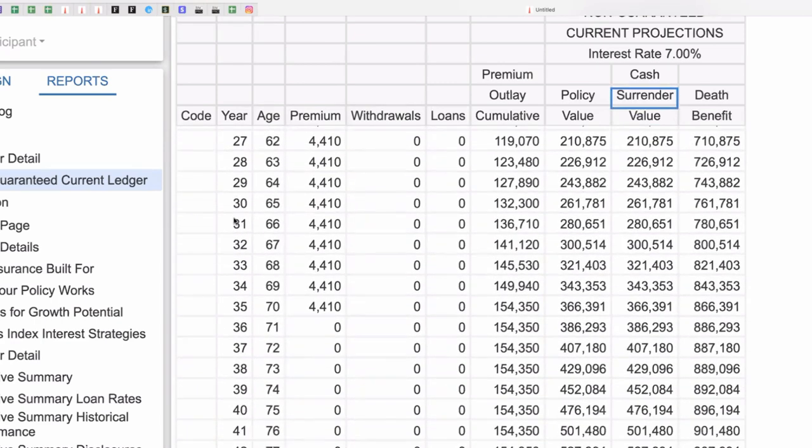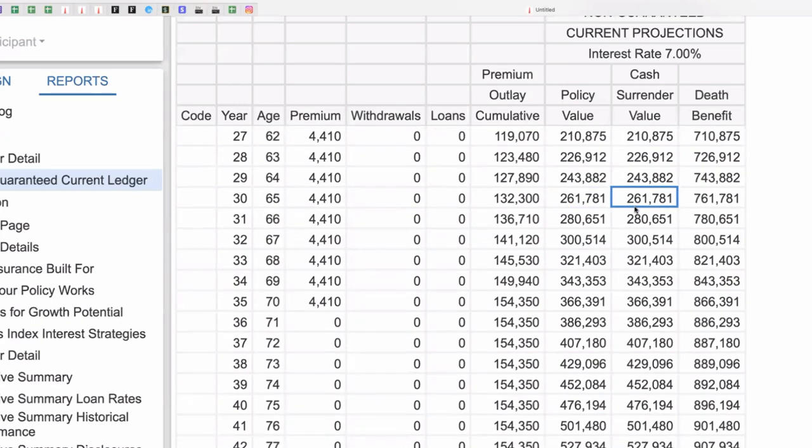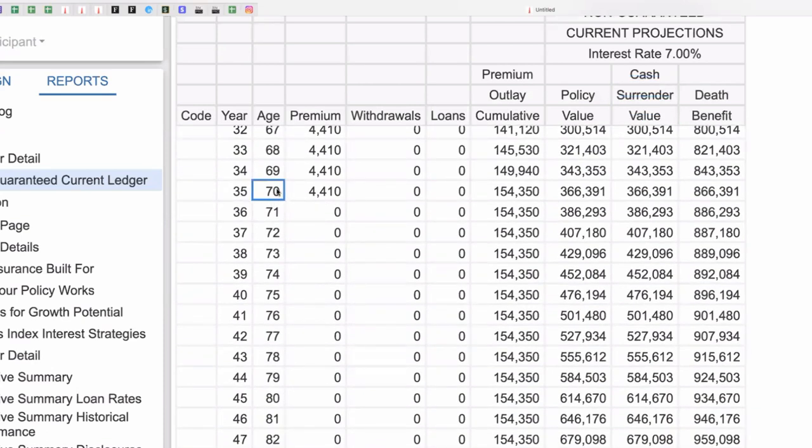Look at this. Year 30. This is what you gave, $132,000. This is what you have, $261,000. This is what you can access, $261,000. By year 35, when you're 70 years old, how much did you give? $154,000. How much do you have? More than double, $366,000. How much can you access? $366,000. Simple.